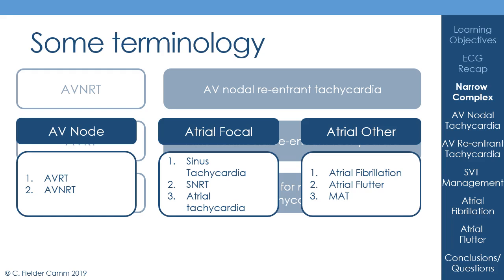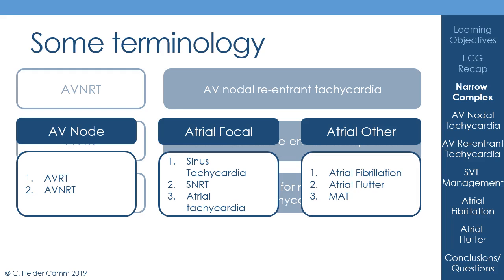So in terms of narrow complex tachycardias, you can really group the common forms into 3 categories. So you've got AV-NRT and AV-RT, and they can kind of be grouped together under an AV node group, and that's because both of them require the AV node to function for the arrhythmia to generate. They both involve circuits, and if you can block the AV node, you can terminate those arrhythmias, and I will discuss that in quite a lot of detail.